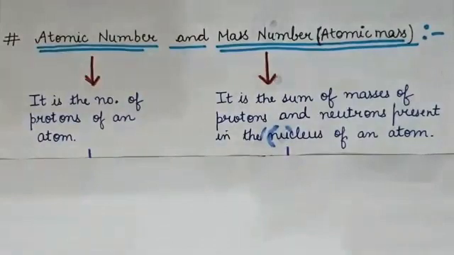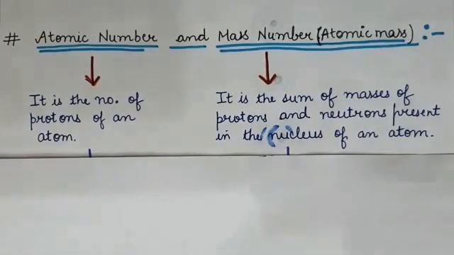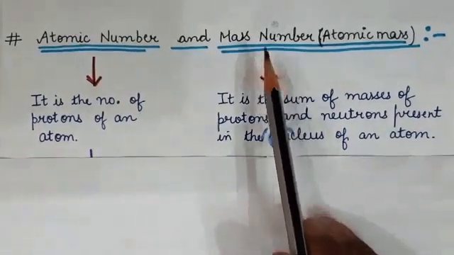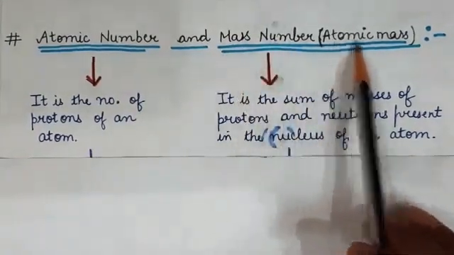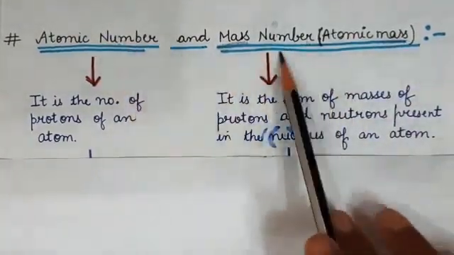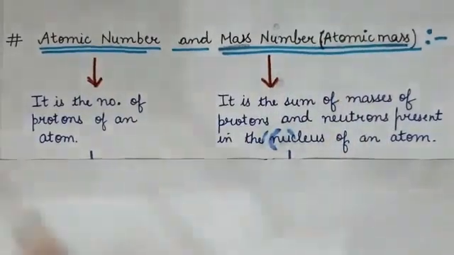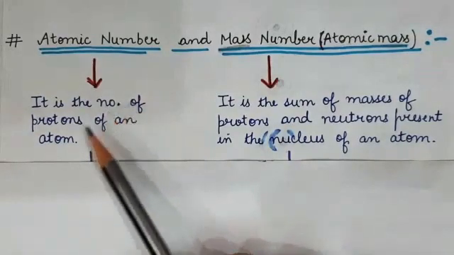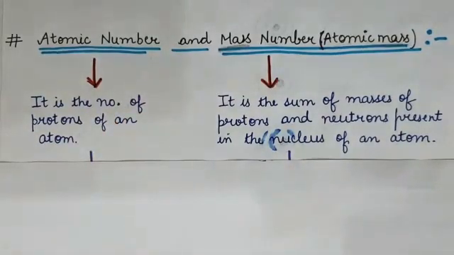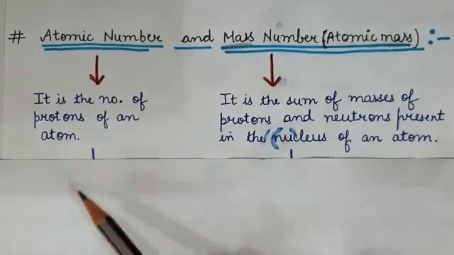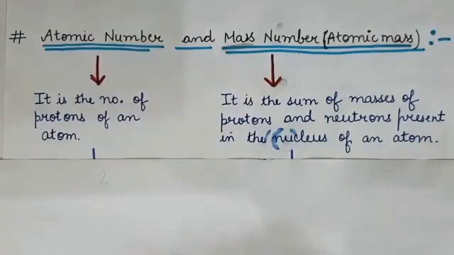Now students, moving ahead to our next topic, that is atomic number and mass number. The other name given to mass number is atomic mass. Remember one thing: this is atomic number, this is mass number or atomic mass. So what is atomic number? Atomic number is basically the number of protons of an atom. It is equal to the number of protons. If there are 2 protons, atomic number is 2. If there are 3 protons, atomic number is 3.